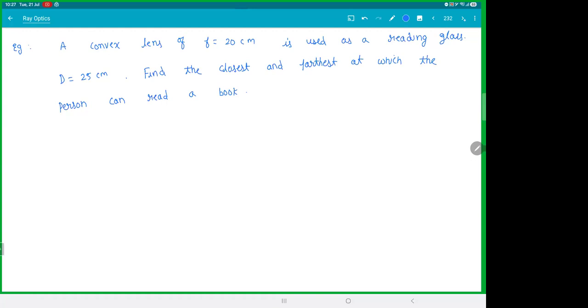How will you do this question? Think. Not a tough question, but with that whole wording and the way it is framed, you'll feel like, what the hell? How do I even start? This is the kind of question that came in the exam. Think for a minute, I'll tell you. You are using a reading glass of focal length 20 centimeters.